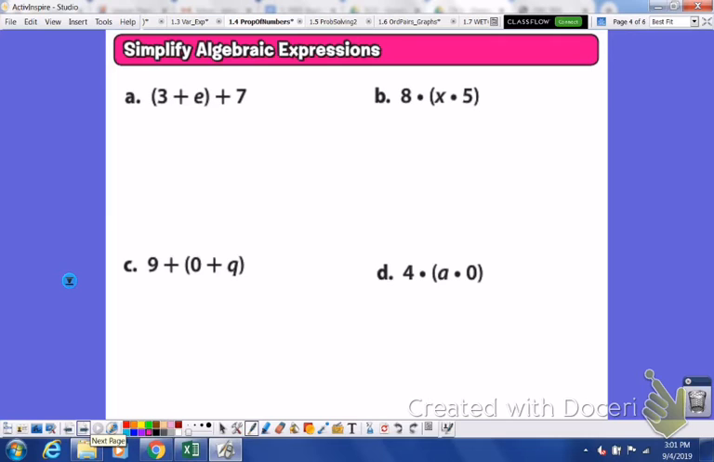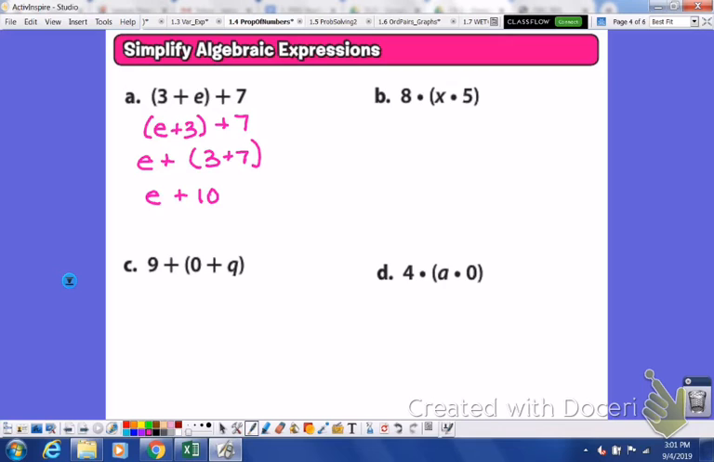Okay, so now our last topic here, simplifying algebraic expressions. If I look at part A, I see 3 plus E inside my parentheses and then plus 7 on the outside. Well, I know that I can't do 3 plus E at this point because I don't know what that E is. But my commutative property tells me that first, I could switch these around to make it E plus 3 plus 7. And then my associative property tells me I can put my E on the outside and 3 plus 7 on the inside. Now I can do that. So E plus 10.